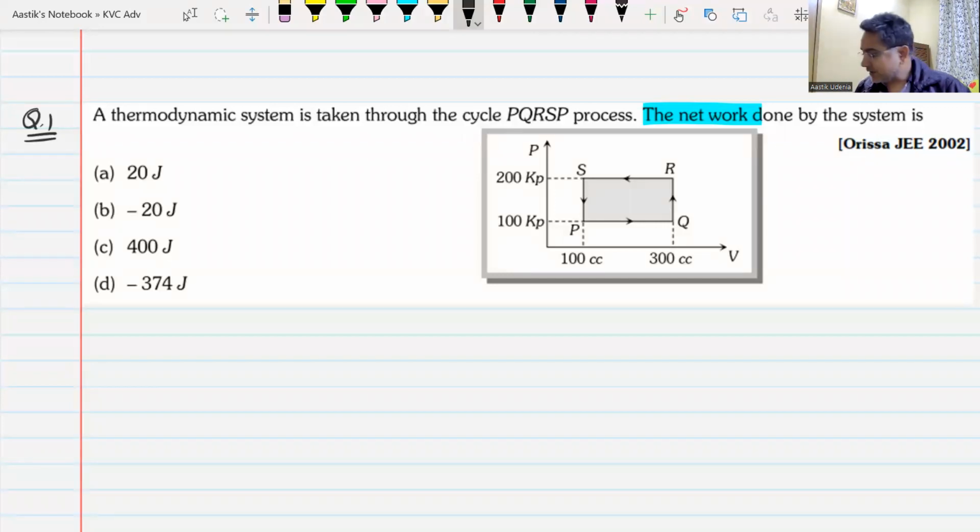So how do we get the answer for this one? You just have to find the area of this length into breadth with the correct units. The cycle is anti-clockwise, so the work done would be negative, and I think you are going to get the answer as minus 20 joules. Everyone got the answer? Yes or no?